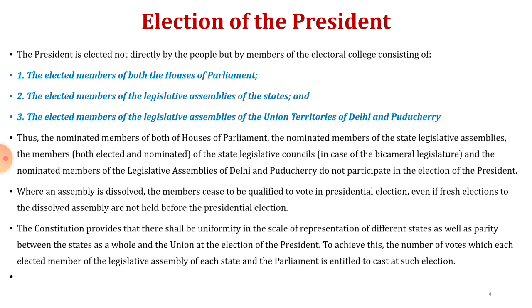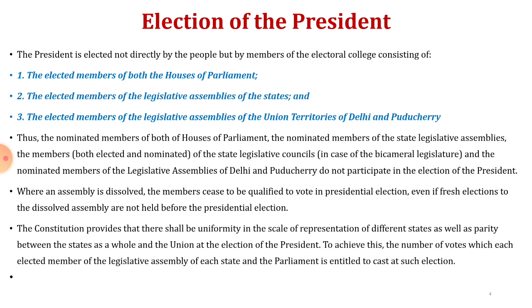Thus, the nominated members of both the Houses of Parliament, the nominated members of state legislative assemblies, the members, both elected and nominated, of the state legislative councils, and the nominated members of the Legislative Assembly of Delhi and Puducherry do not participate in the election of the president. When the assembly is dissolved, the members cease to be qualified to vote in the presidential election, even if a fresh election to the dissolved assembly is not held before the presidential election.